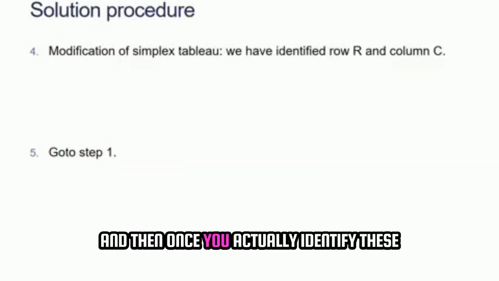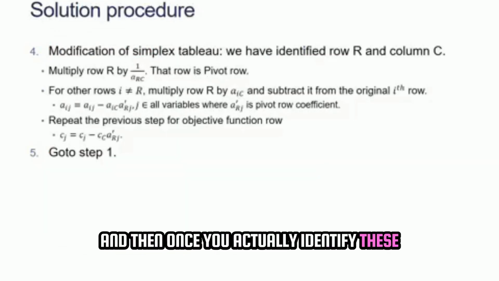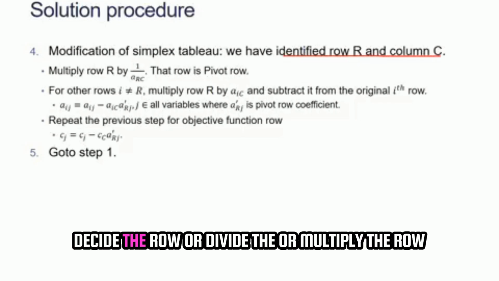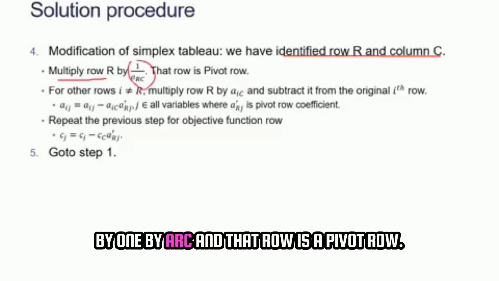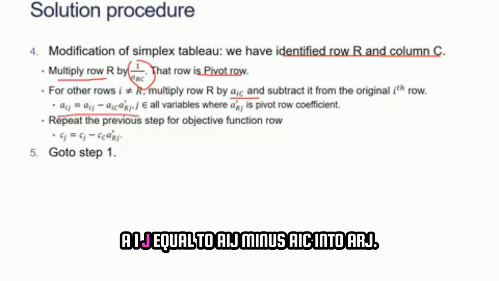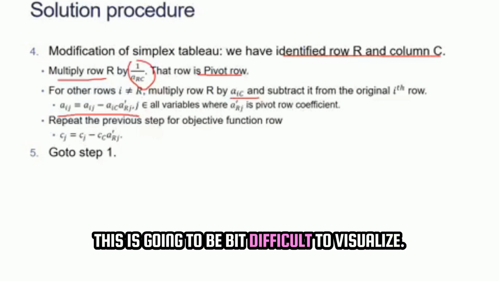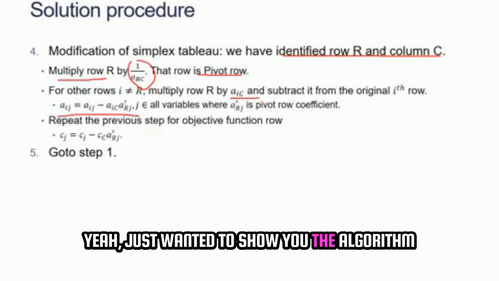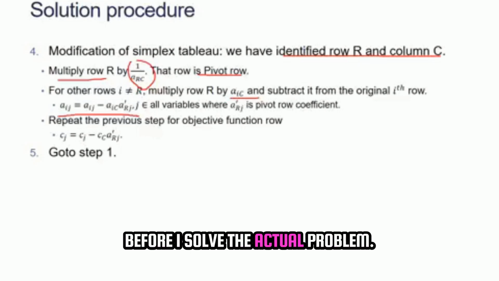And then once you have actually identified these r and c values, the row and column, you have to divide or multiply the row by 1 by a_rc, and that row is the pivot row. And for the rest of the rows, you will multiply by a_ic and subtract: a_ij equals a_ij minus a_ic into a_rj. This is going to be a bit difficult to visualize. I can easily understand it, but I just wanted to show you the algorithm before I solve the actual problem.